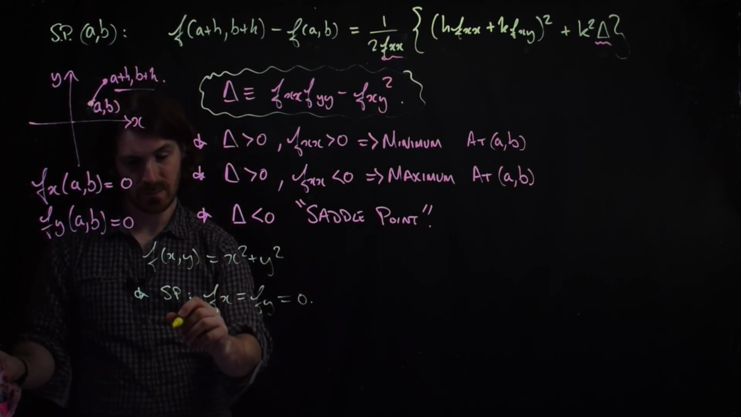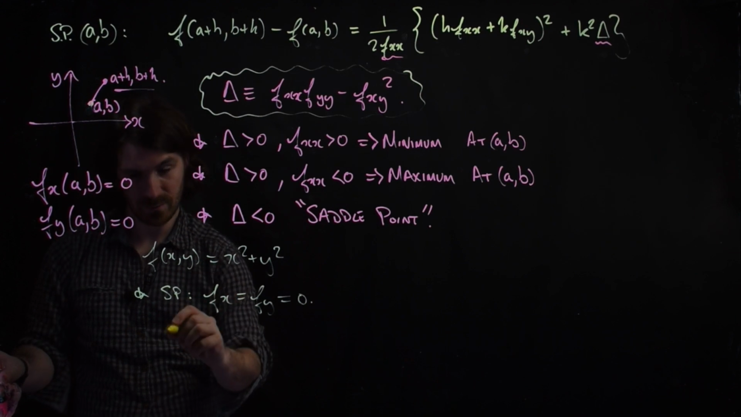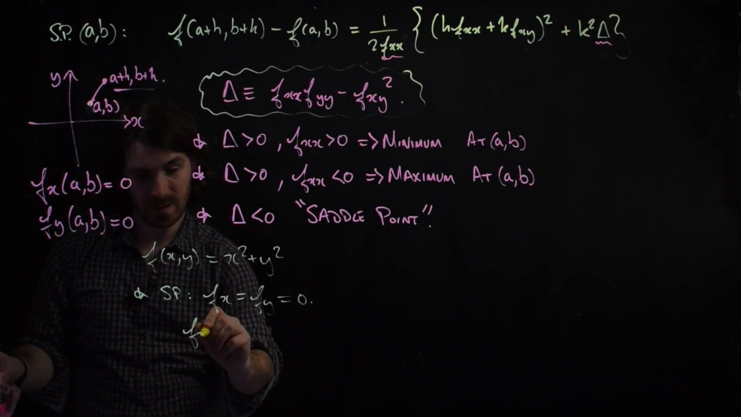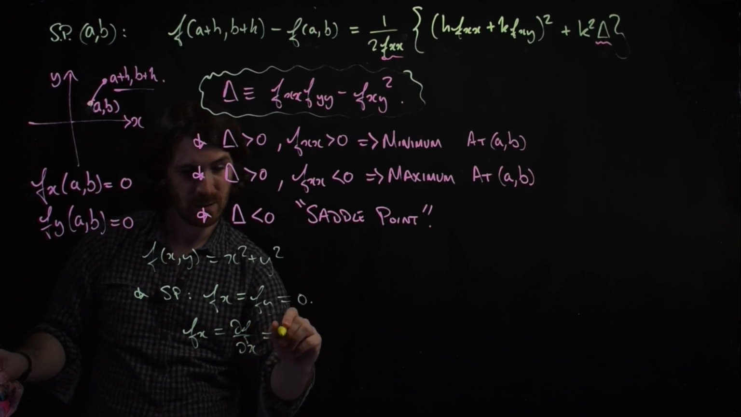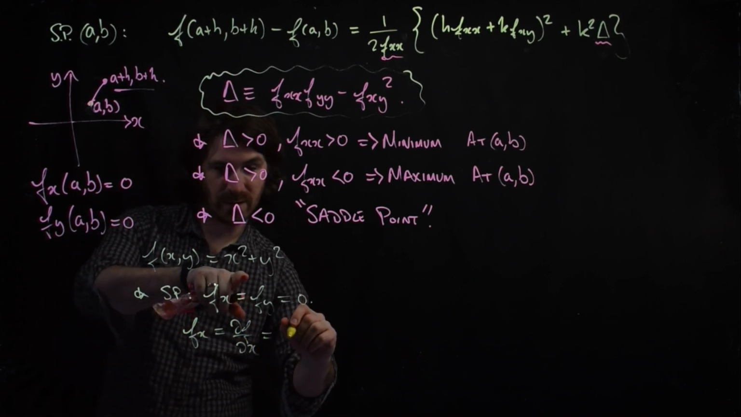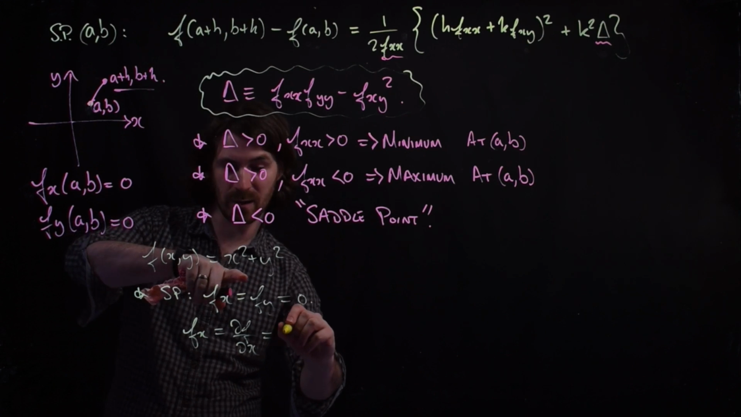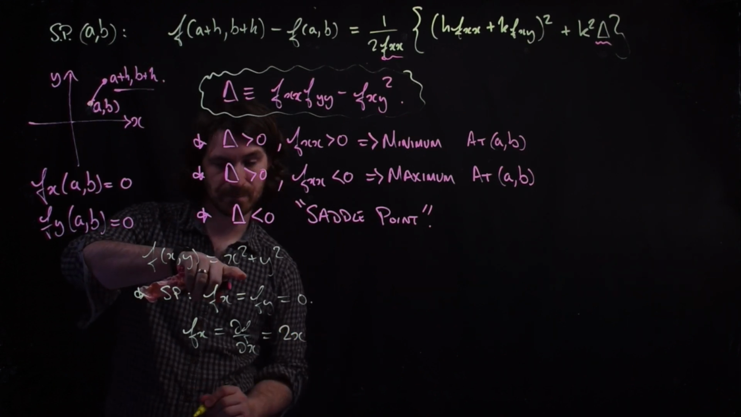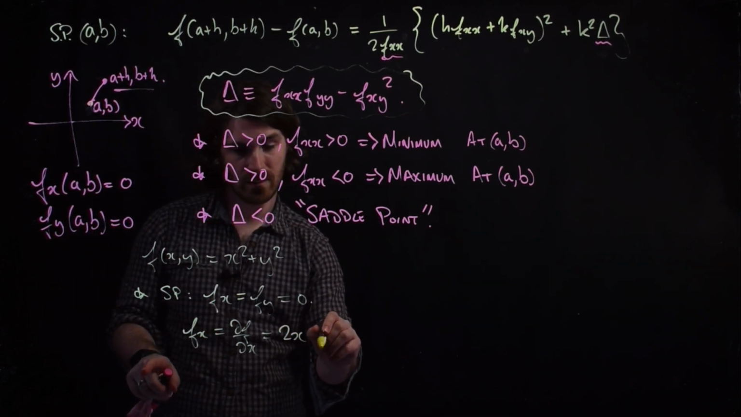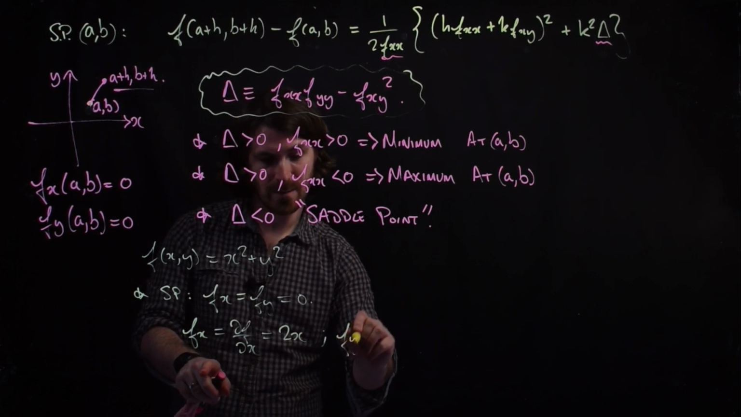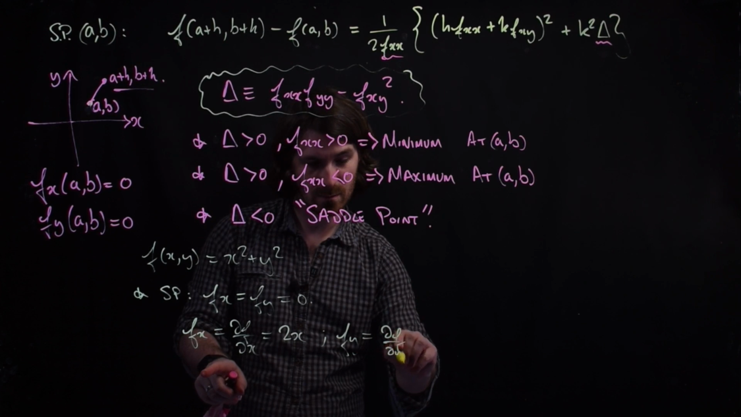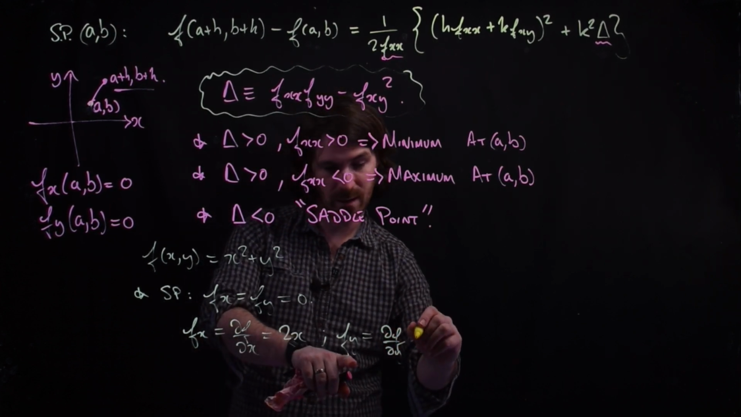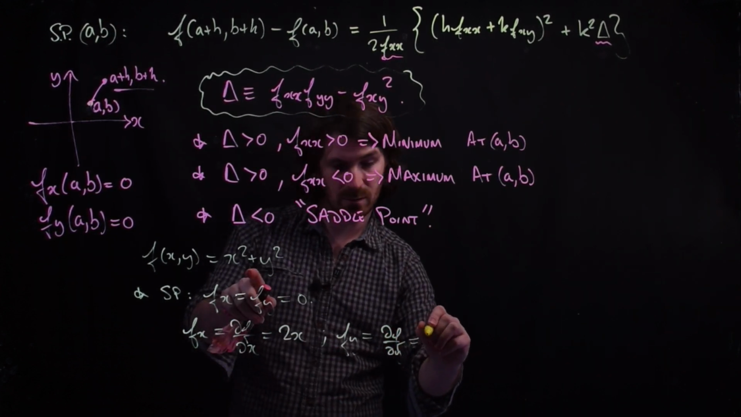Okay, so let's find the first derivative of f. So f_x, remember this is just df by dx. Okay, this equals, so we differentiate this with respect to x, keeping y constant, so it's just 2x. Okay, and f_y is equal to, that's just df by dy. Okay, we've been lazy, just writing it as f_y. This is equal to 2y.